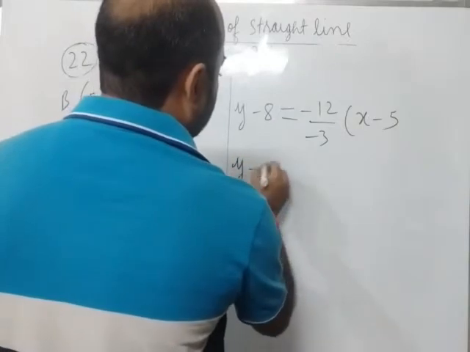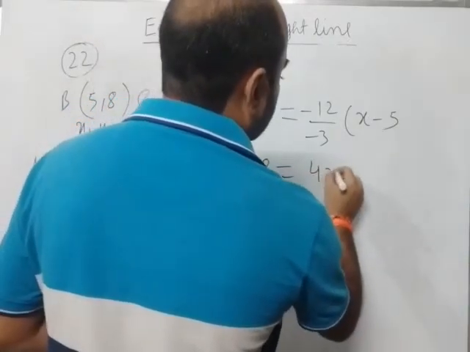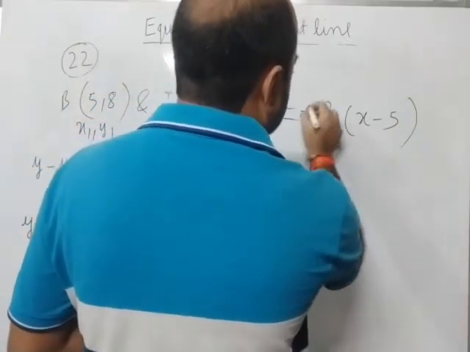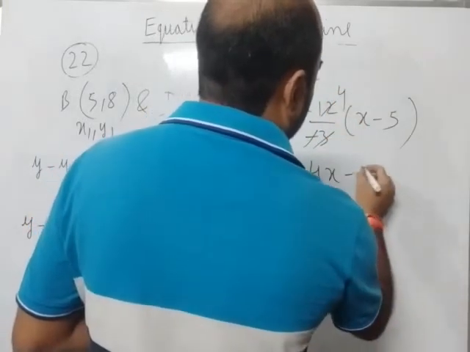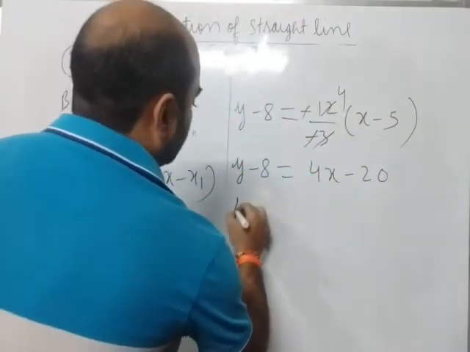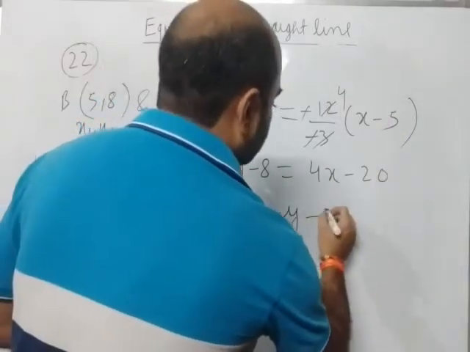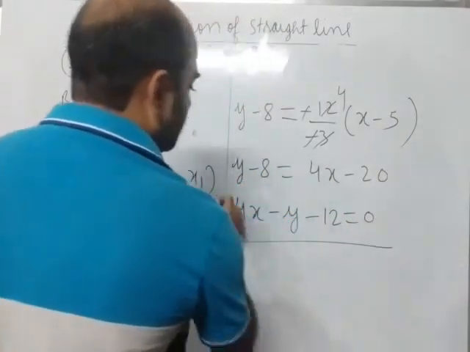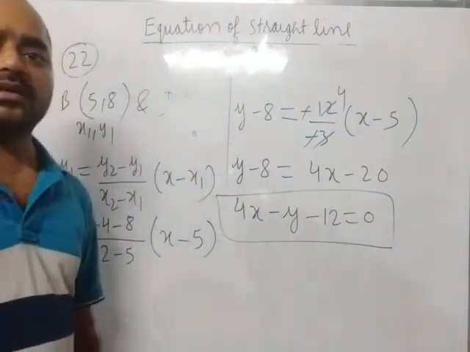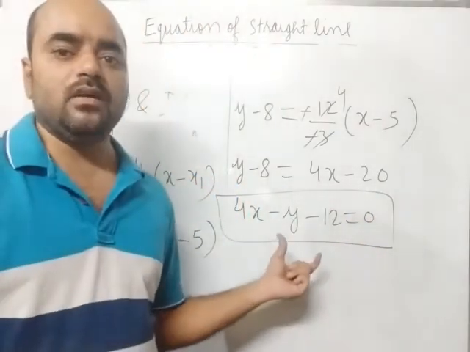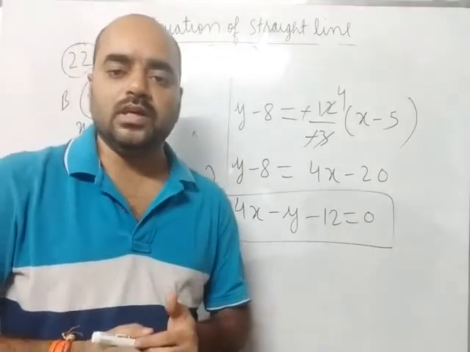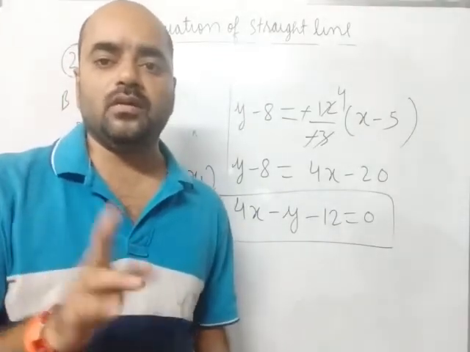It means y minus 8 is equal to 4x. It's cancelled, 4 is left. 4x minus 20. Therefore, 4x minus y plus 8 minus 20, it means minus 12 is equal to 0. Correct? 4x minus y minus 12 is equal to 0 using the two-point form.